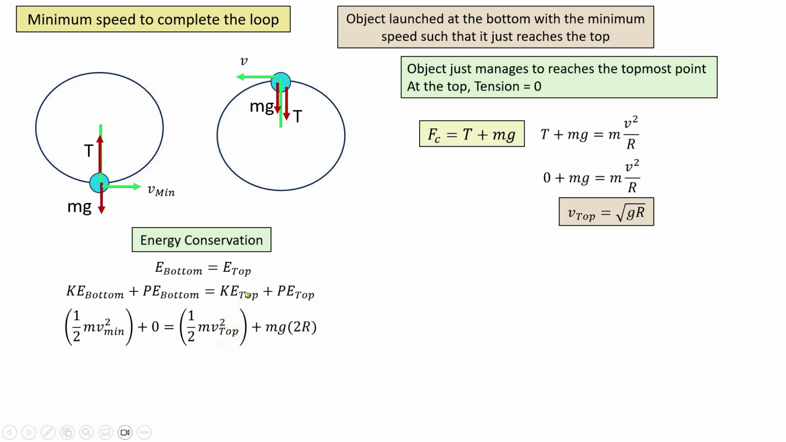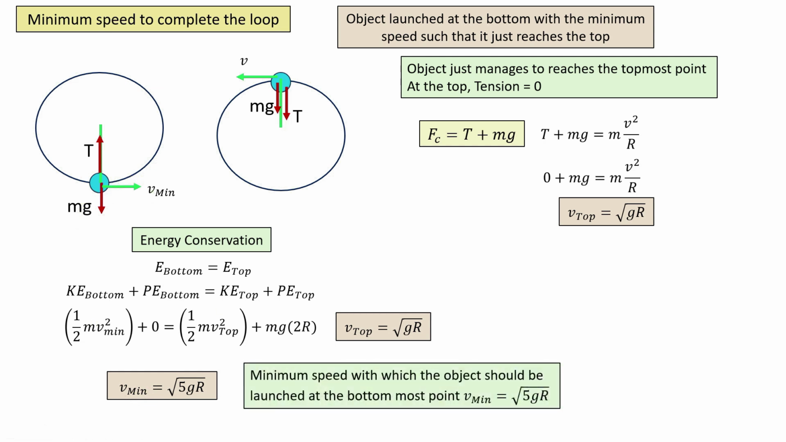So in this equation, notice at kinetic energy at the top, we have put v top, which is the velocity at the top, which we earlier found as root of gr. So if we put root gr in place of v top, and try to make v minimum the subject, and simplify this entire equation, we will get velocity as root of 5gr. Now this velocity is at the bottommost point, and this is the minimum speed with which the object should be launched at the bottommost point such that it just barely reaches the top, and that velocity is root 5gr.